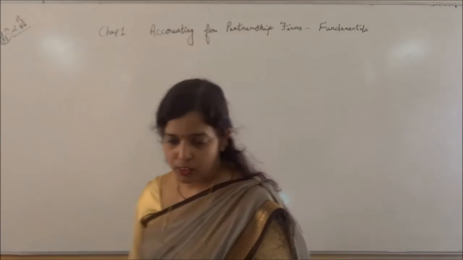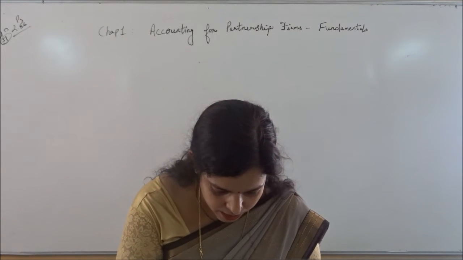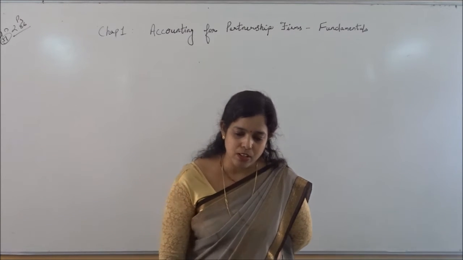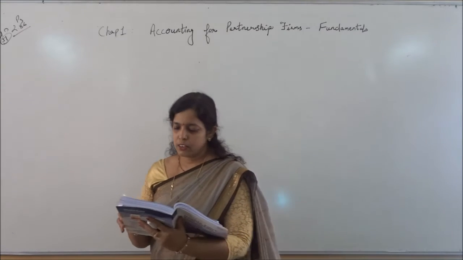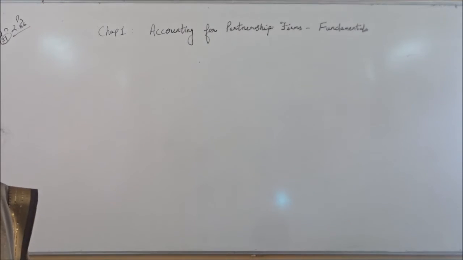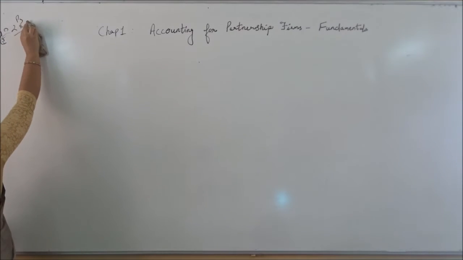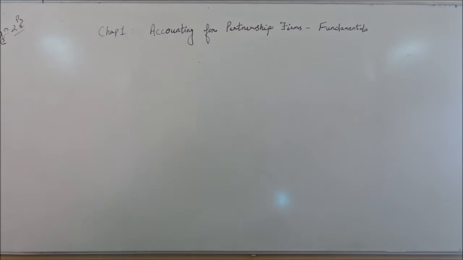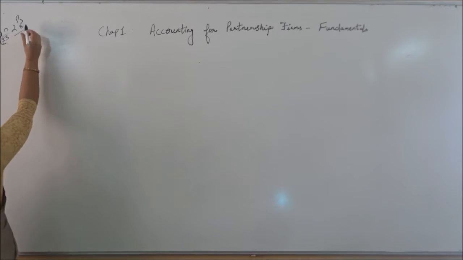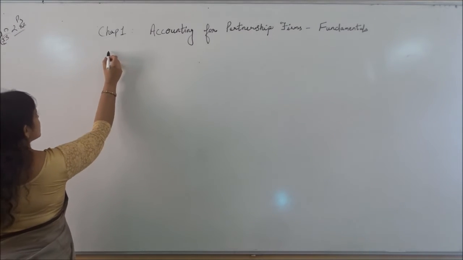Make the format. What is asked in the question? See the last line in the question, it is clearly said, prepare the P&L appropriation account and the capital account of the partners. So make the format of appropriation account. This is question number 53, page number 2.87. Make the format of P&L appropriation account.